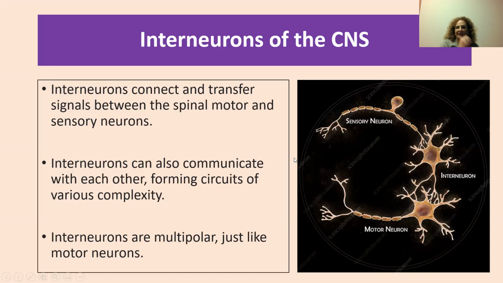One of the interesting cells within the central nervous system are the interneurons. And these interneurons are there to communicate between different neurons. So for example, here on the right, you see a sensory neuron, which needs to integrate with the motor neuron, and it uses this interneuron, this intermediate or mediator, to help communicate between the sensory and the motor neurons. So they connect and transfer the signal between the motor and the sensory neurons.